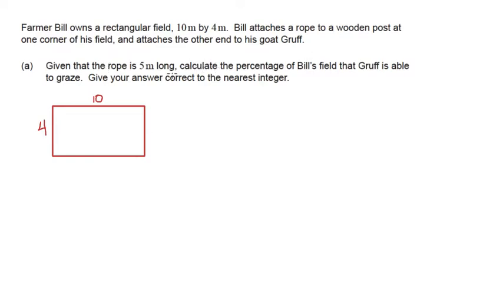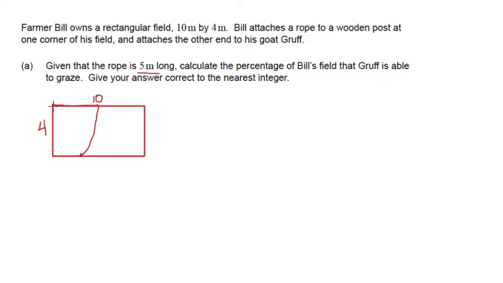And then Bill attaches a rope to a post at one corner, so let's make it this corner. So here's the post, and attaches the other end to his goat Gruff. So the rope is 5 meters long, which means that Gruff can go 5 meters away from this post. So here's halfway in on the side, so 5 meters, and then he can go along a circle of 5, it's not really circular, until he reaches this point.